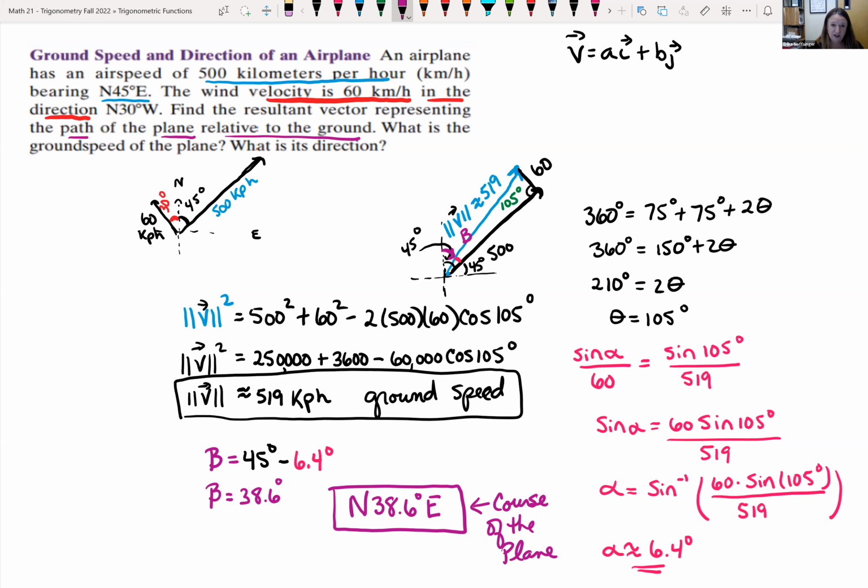So now I need to figure out what this vector here is. If I wanted to put this in terms of i and j, I need to figure out what this vector is. We know what the magnitude is, so I need to figure out what my horizontal component is and what my vertical component is. So this is actually a right triangle.